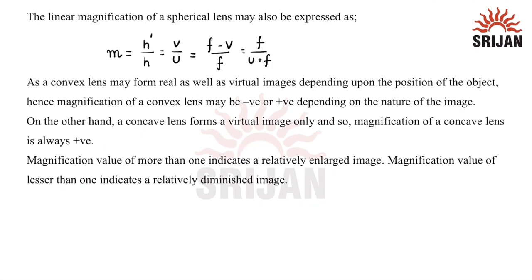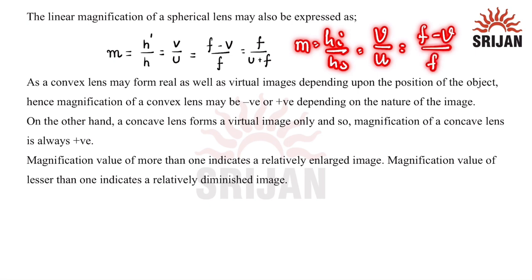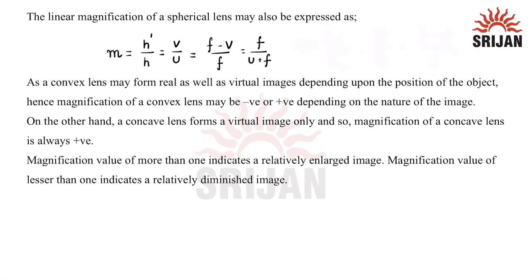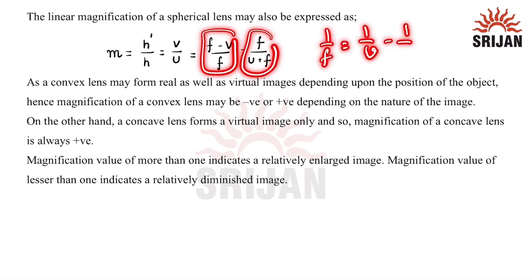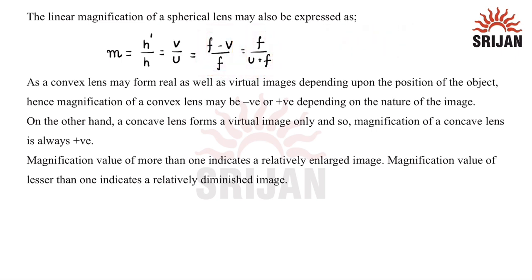The linear magnification of a spherical lens may also be expressed as m equals height of image upon height of object, that is distance of image upon distance of object, would be equal to f minus v upon f, that would be further equal to f upon u plus f. I have derived these things using the lens formula, which is 1 by f equals 1 by v minus 1 by u.